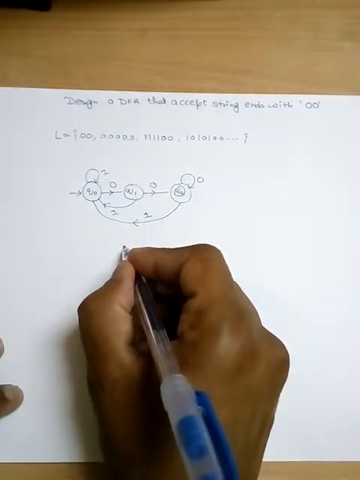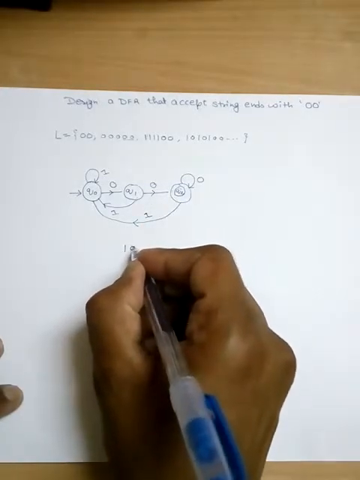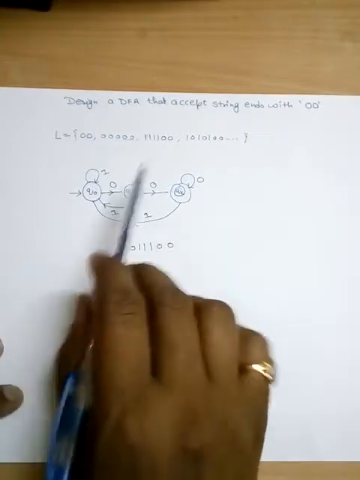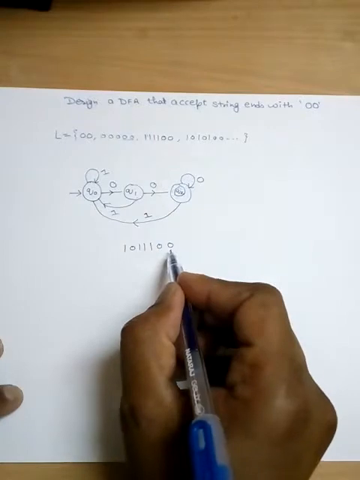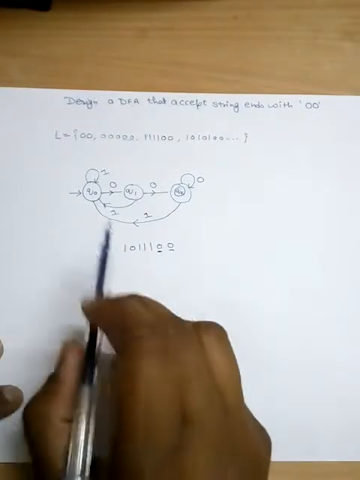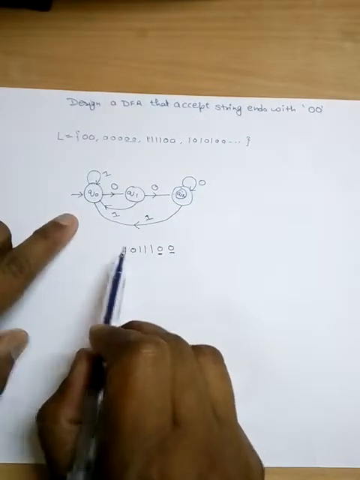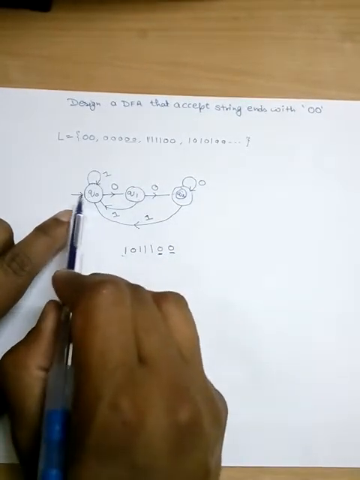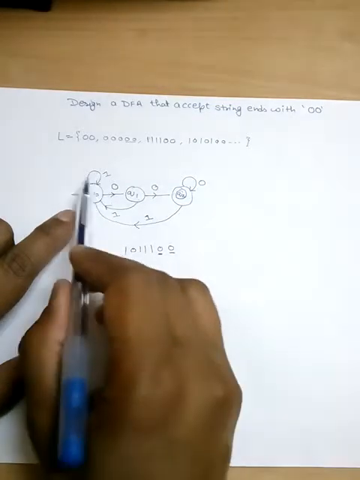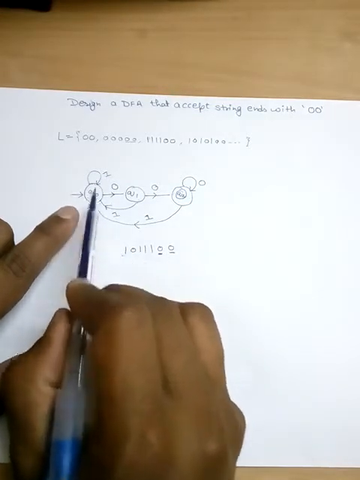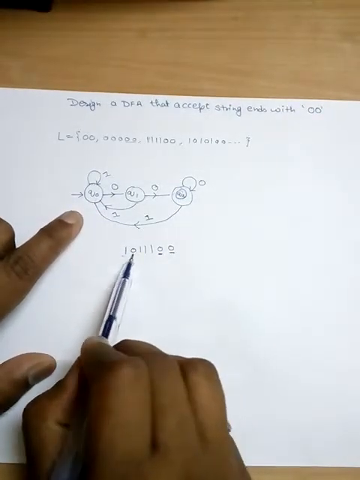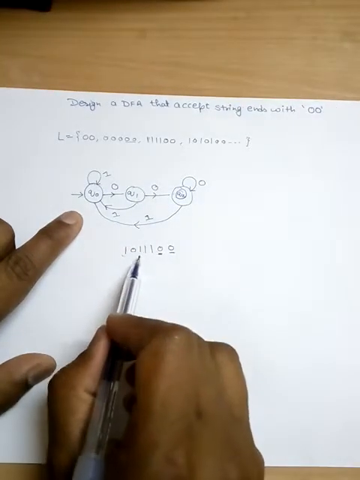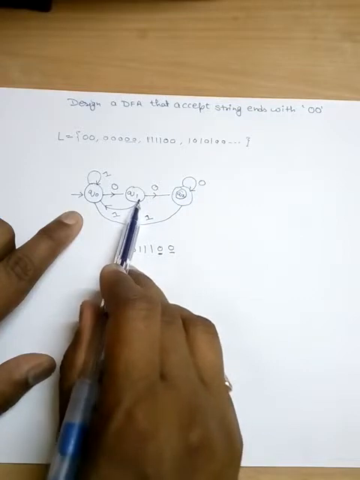Let's take one example. Let the string be 1 0 1 1 1 0 0. So we have to check only the last two positions, the last position and the second last position. So initially we read the first symbol, that is 1, and initially we are in the Q naught state. When I get 1, the machine will remain in the Q naught state. When I get 0, then the machine will change its state. We will reach the Q1 state.